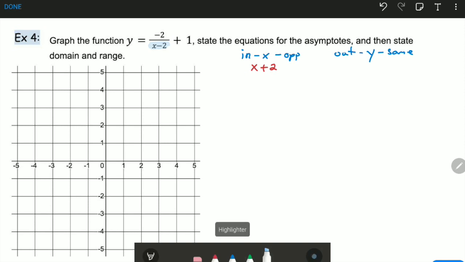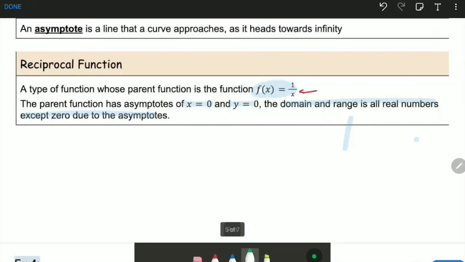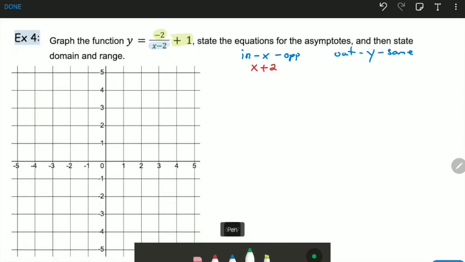Now for the y stuff, most people can easily recognize the plus 1 as being outside after going over the fact that stuff in the bottom is for x. However, this 2 is also for the outside, for the y values. If we go back up, normally this function should have a 1 on top. Notice we have the -2. The way you write fractions, though, or the way you multiply fractions, it can also be written as -2 times 1 over x minus 2.